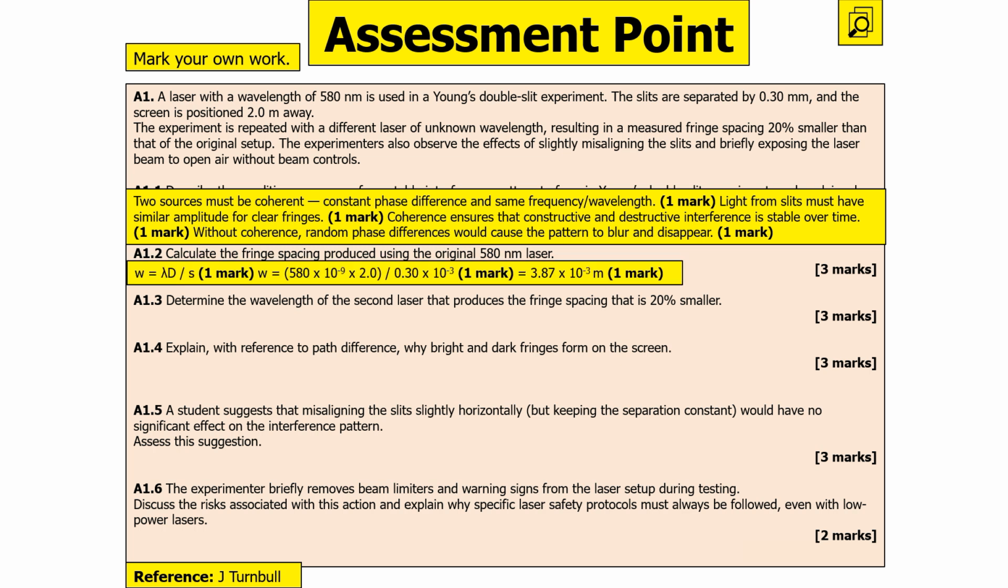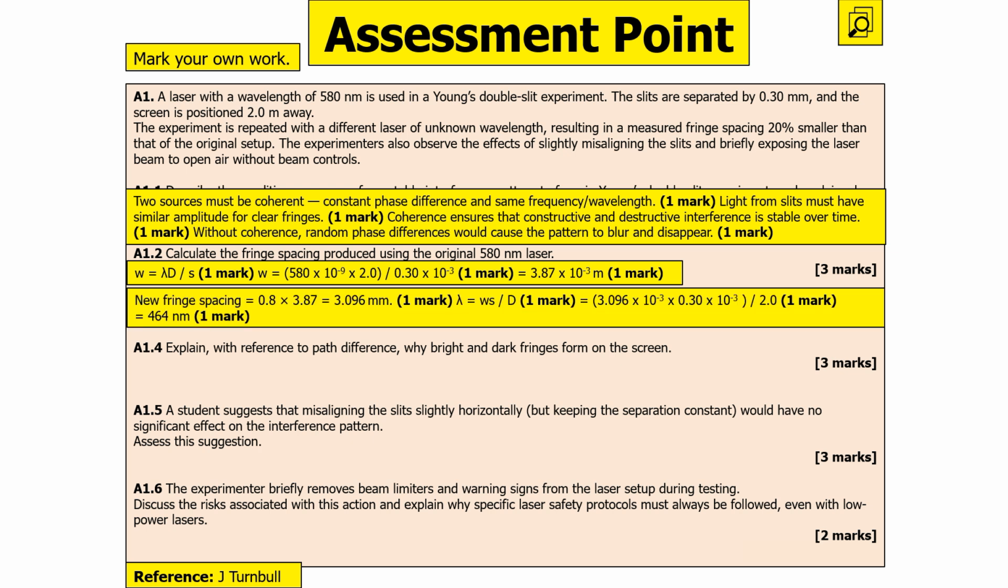W equals lambda D over S, pop in all the numbers, we get 3.87 times 10 to the minus 3 meters. We work out our new fringe spacing, which is 80% of the old one, so it's 3.096 millimeters. Pop in the values, we get 464 nanometers.